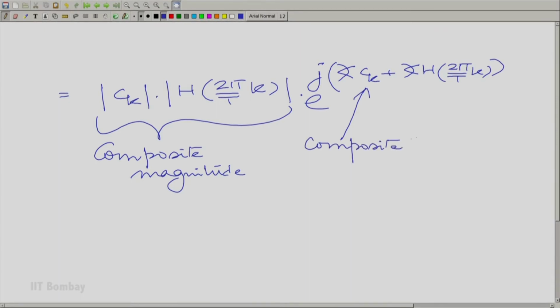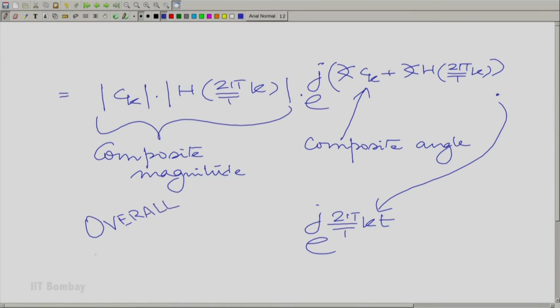This is the composite angle, multiplied by a complex rotating number e raised to the power j 2 pi by T times kt. This is the composite overall output for the kth component. And of course, you can sum over all k, that is because the system is linear. So, if I give a linear combination of several inputs, the corresponding output is the same linear combination of the corresponding outputs for each individual one.